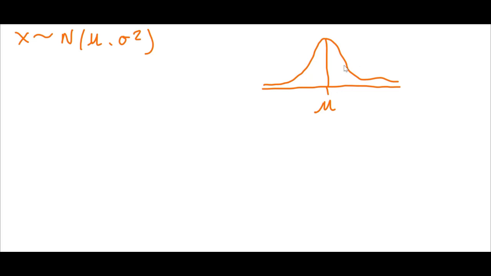Okay, so this distance here is sigma, then we go that distance again and again, and then we do that on the other side too. 99% of the data is within this chunk here.